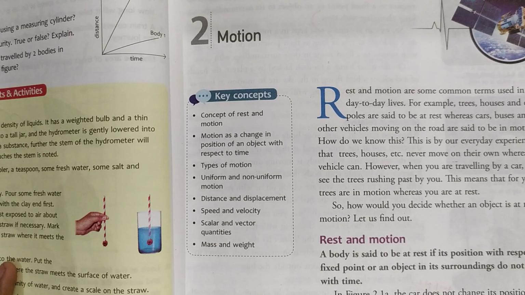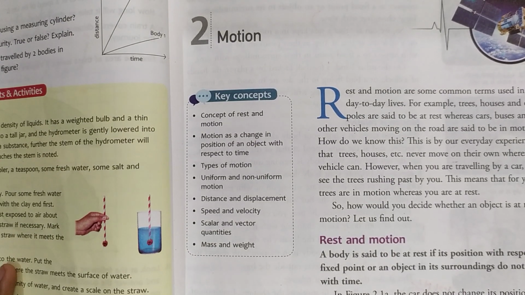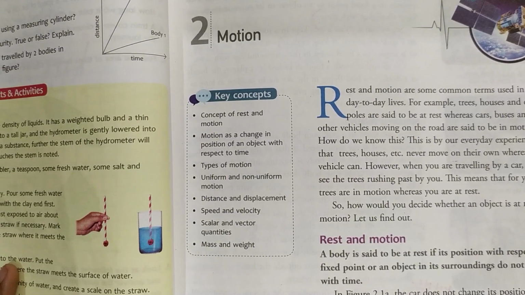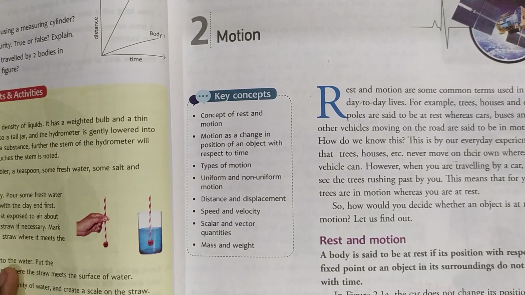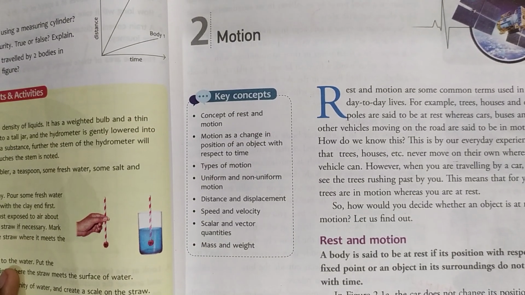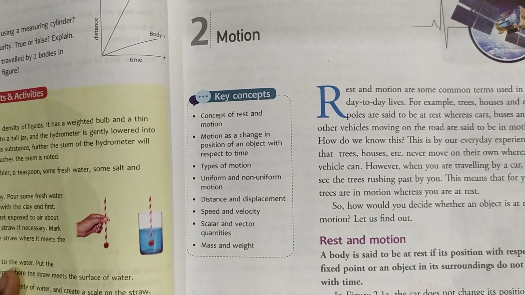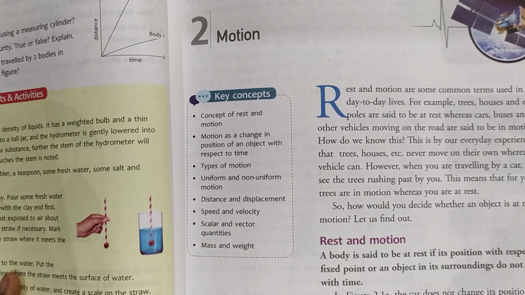Physical quantities and measurement. Today we are going to discuss numericals of chapter 2, that is motion. And here I am going to focus mainly on the questions which are based on your Pythagoras theorem. I found that many of you were facing problems in these kinds of questions. So I'm going to discuss that and solve it right now so that you could also understand the concept.